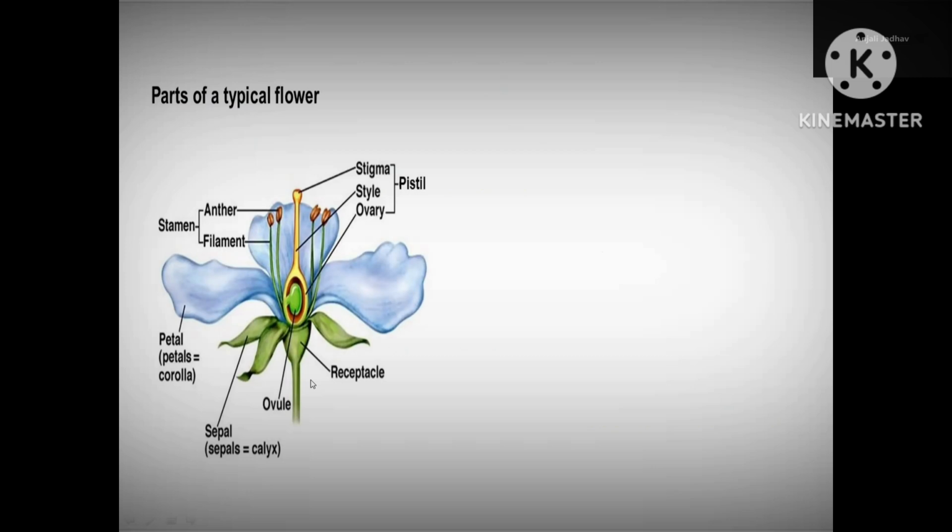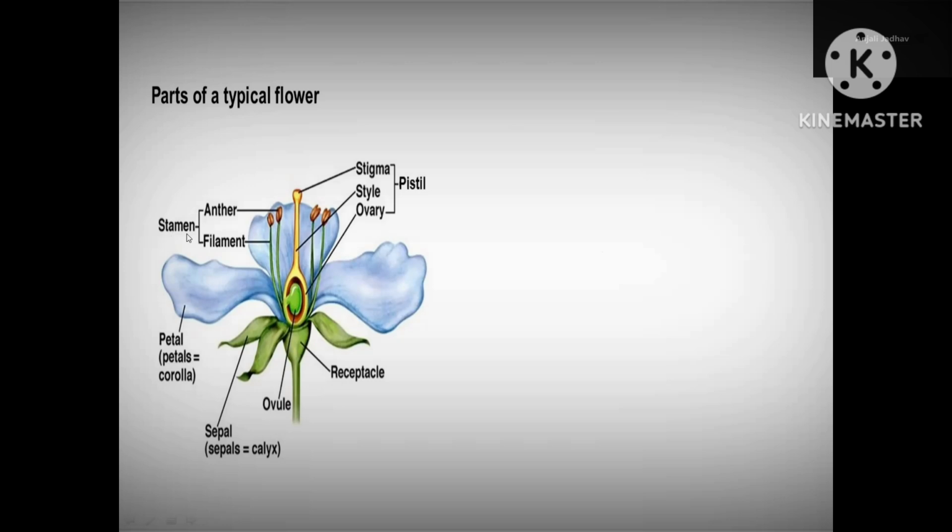So, in this diagram of a typical flower, we can see the stalk of the flower, then above which the receptacle is present. Above the receptacle, floral whorls are arranged in a cyclic manner. That is calyx, corolla, androecium, and gynoecium.